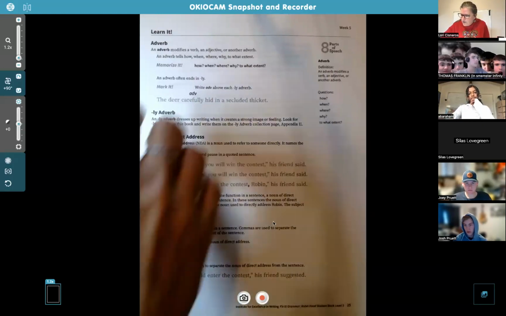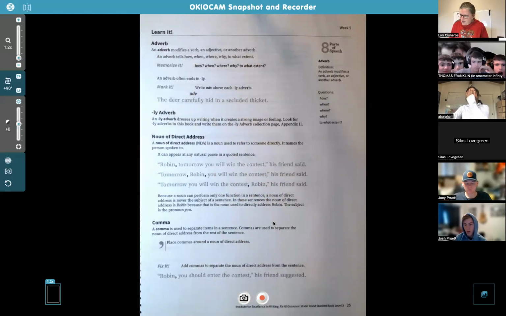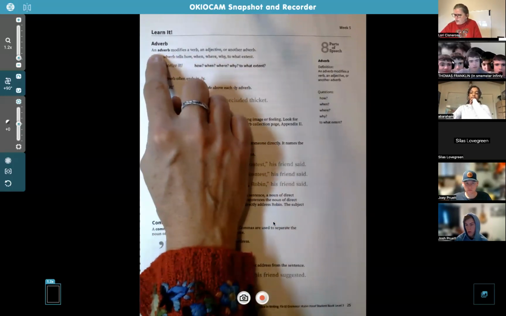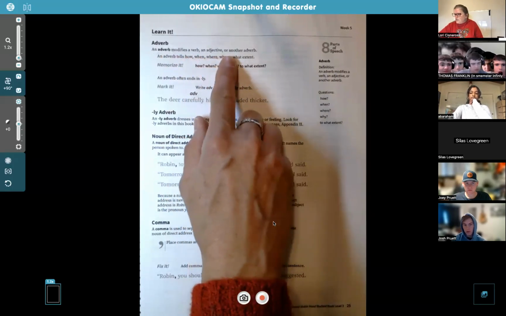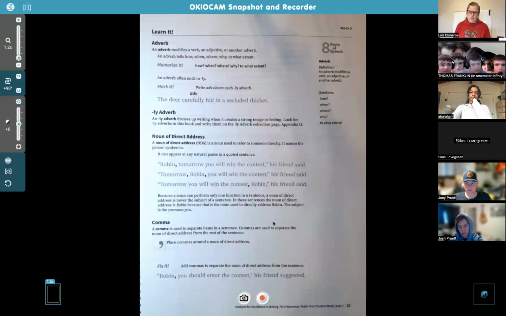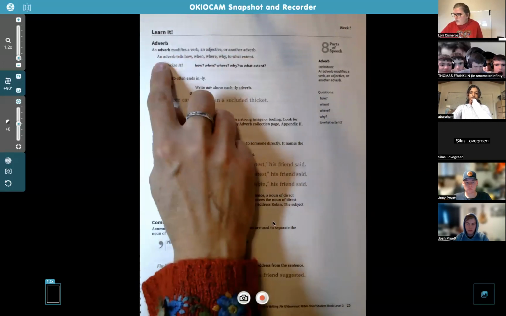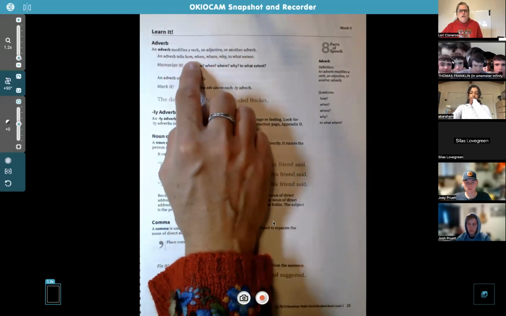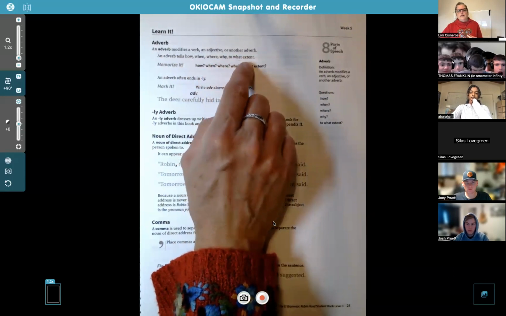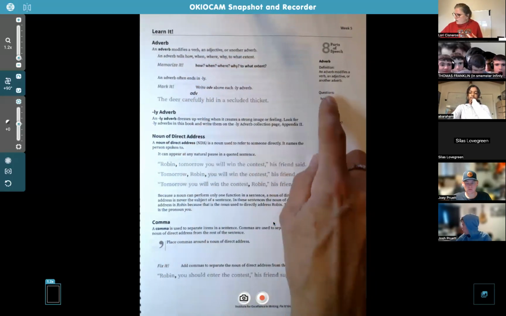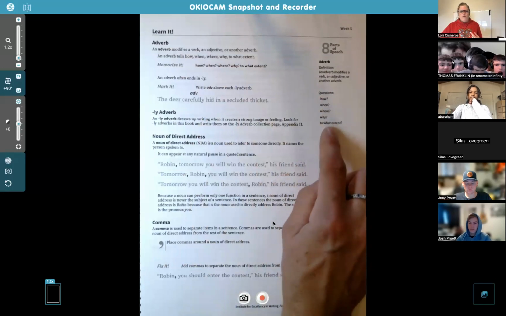Okay. Page 25, just kidding about that clause. We already did that. So now we're moving on to adverbs. An adverb modifies a verb, an adjective, or another adverb. And when I say modifies, it basically means it tells more about it, okay? So here we have an adverb tells how, or when, or where, why, or to what extent. And here are the questions on the side here for you to refer back to.